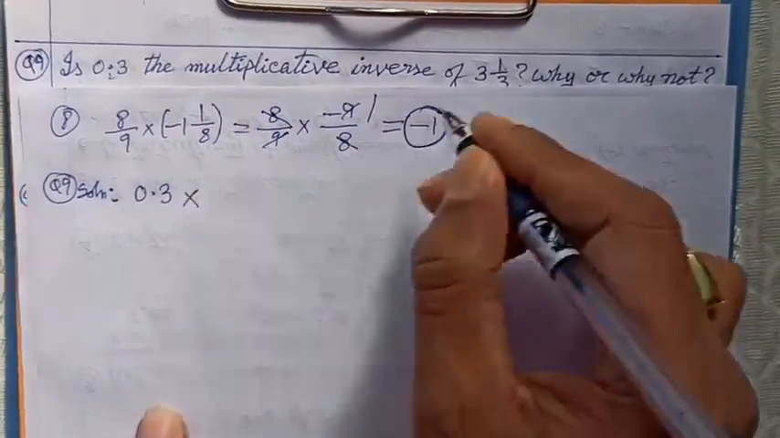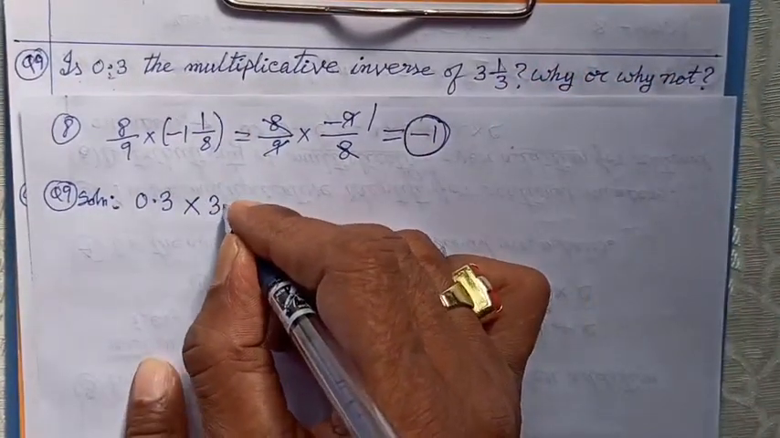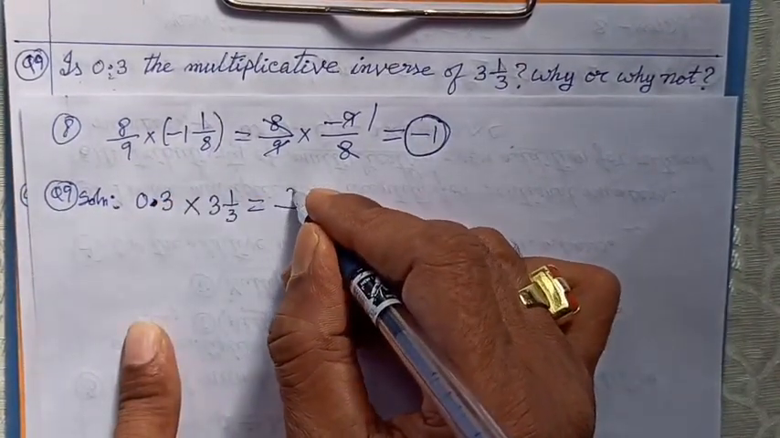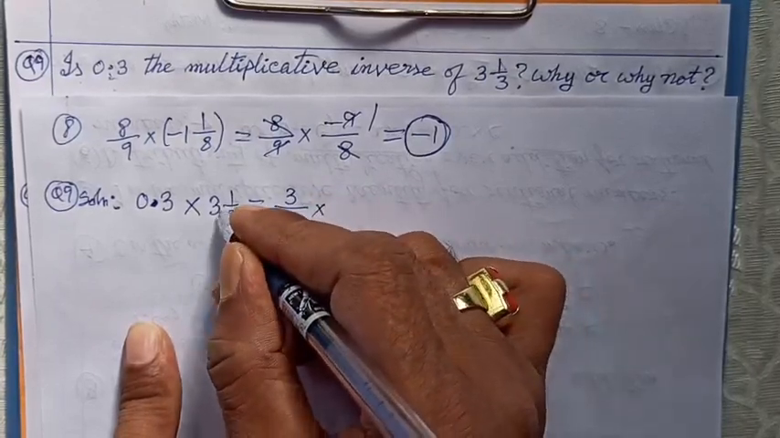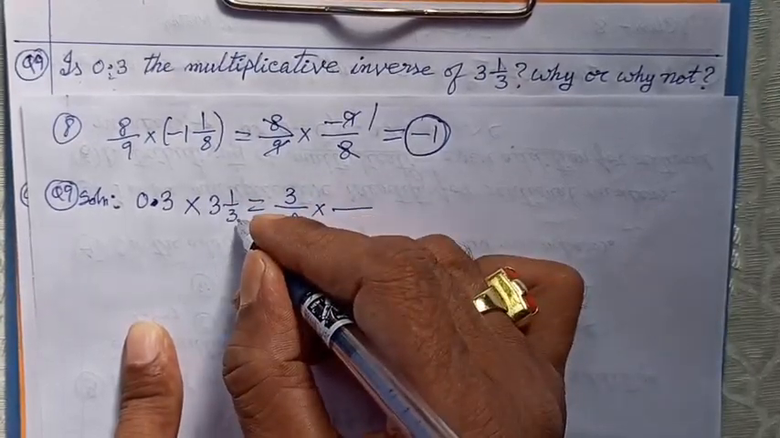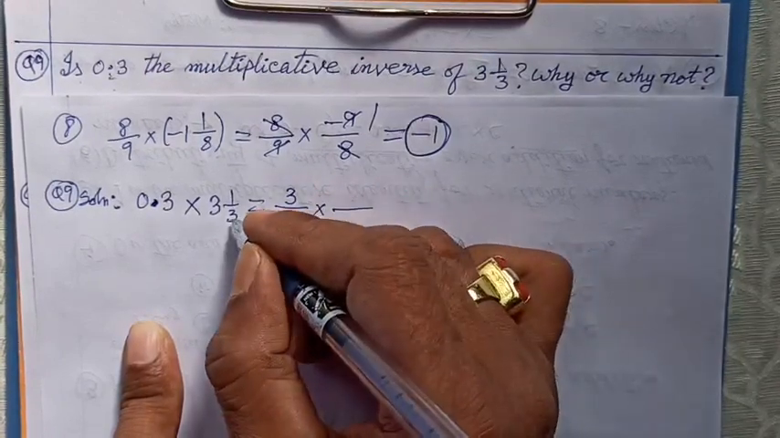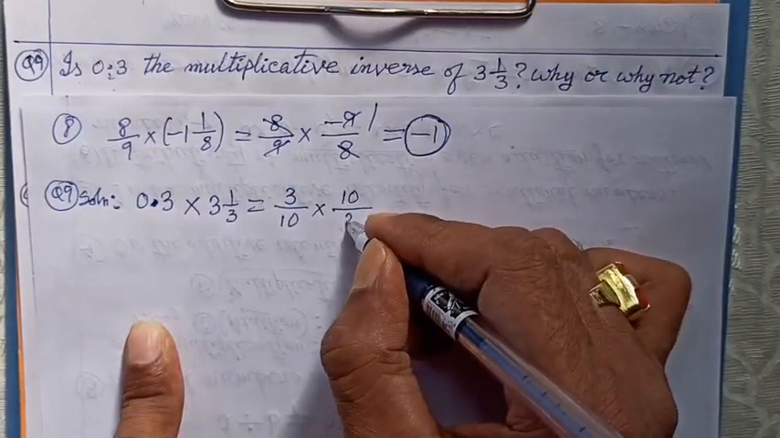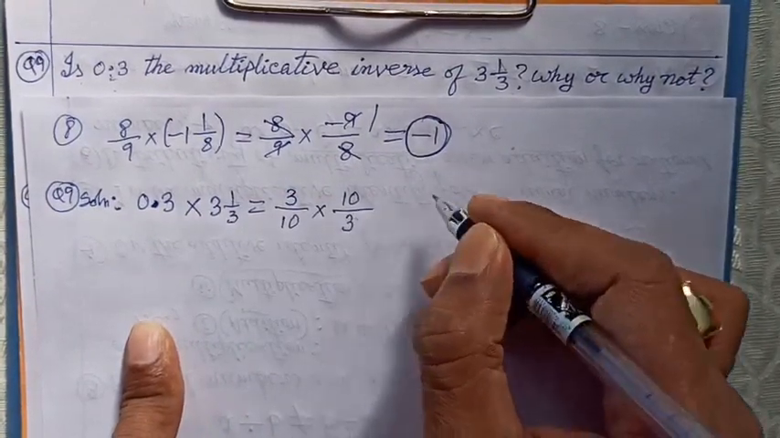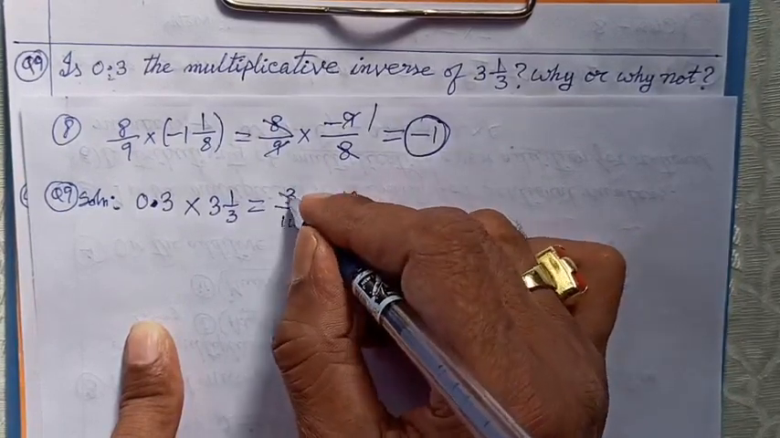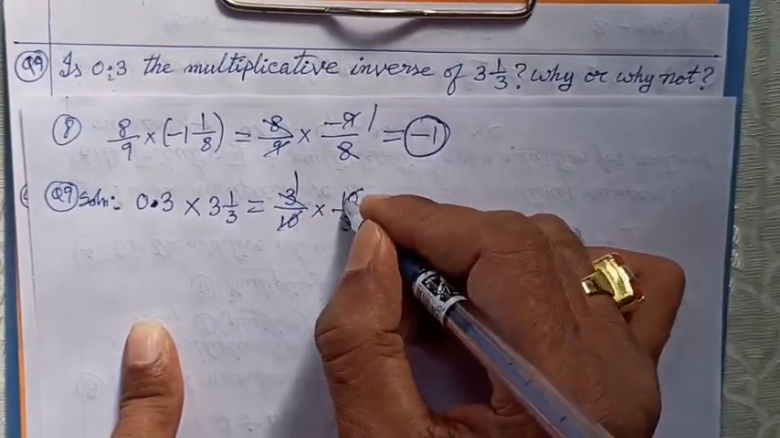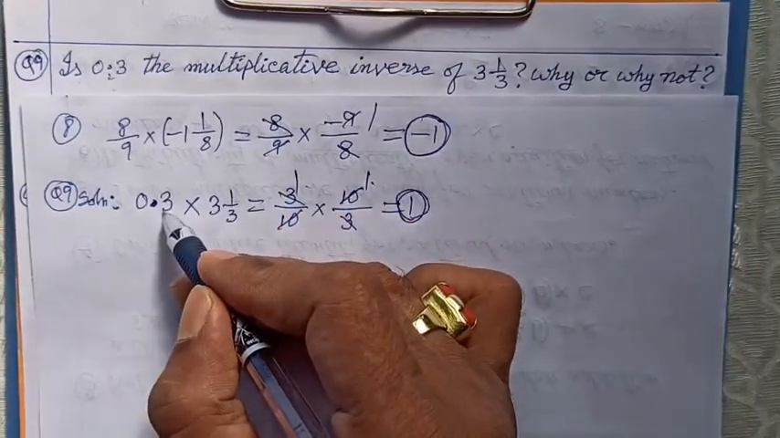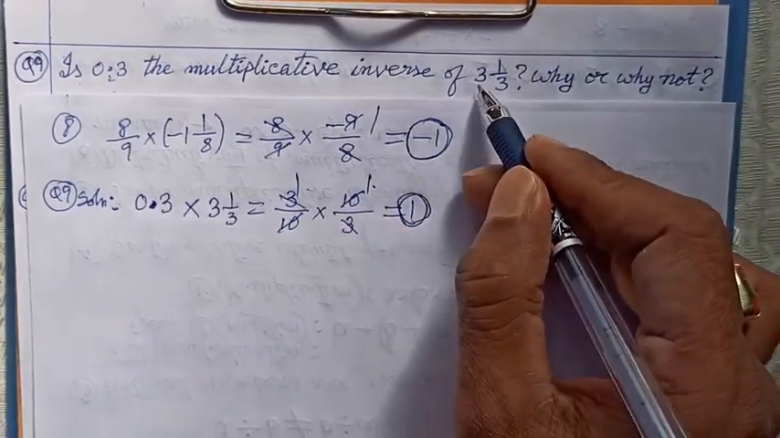0.3 multiplied by this number, 3 whole number 1 by 3. If we leave the decimal point, then 3 by 10 into 3 whole number 1 by 3. 3 into 3 is 9 plus 1 is 10, 10 by 3, this is an improper fraction. Then 3 divided by 3 is 1 times, 10 divided by 10 is 1 times, 1 into 1 is 1. Since this is 1, 0.3 is the multiplicative inverse of 3 whole number 1 by 3.